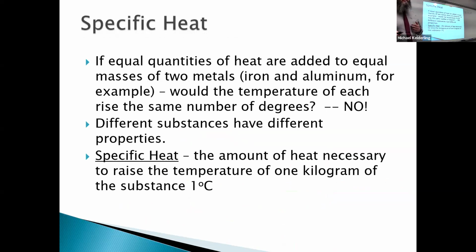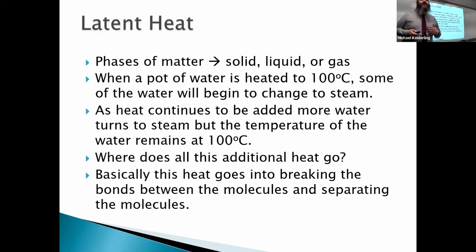So that was specific heat. Now let's talk about latent heat. Specific heat is a measure of how much heat is required to change the temperature of a substance. Warm it up, cool it down. Latent heat is what's required to change the phase of a substance. Go from gas to liquid, or melt something, boil something, those kind of things.